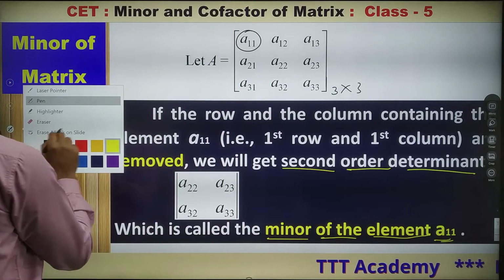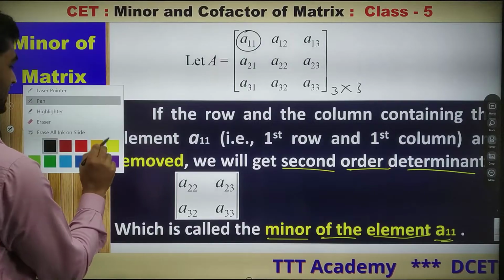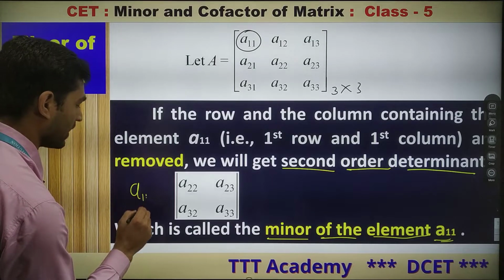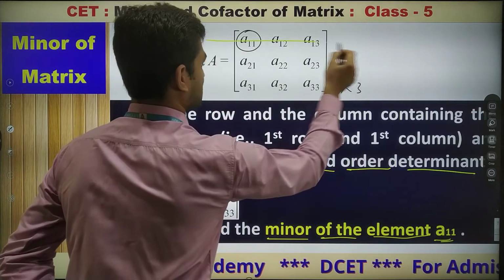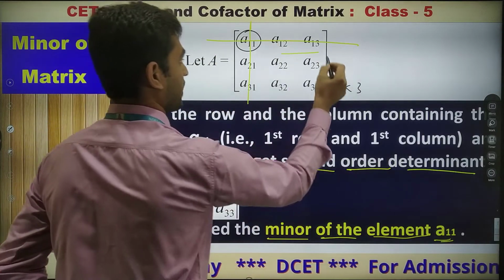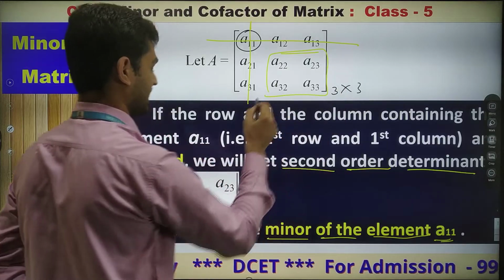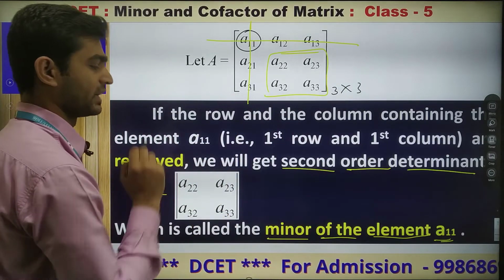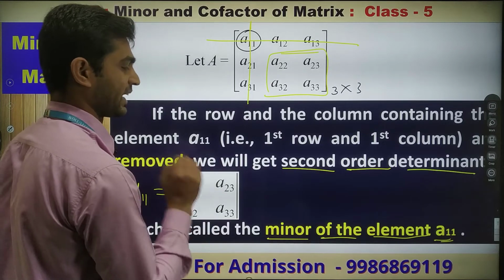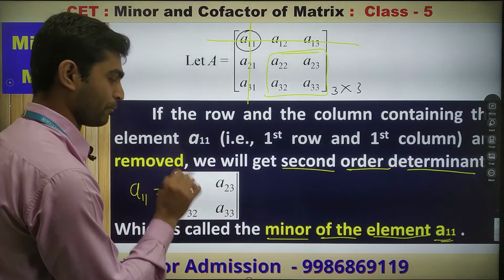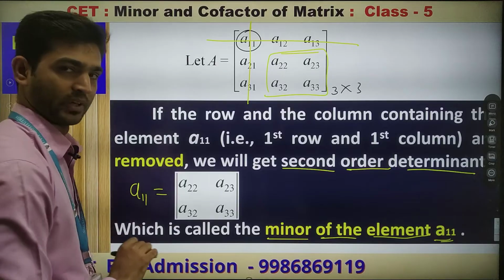Suppose here for this case, minor of a11 will be equal to, if we cancel first row and first column, then we have these 4 elements. That we have to write in the form of determinant: a22 a23 a32 a33. That is considered the minor of element a11.